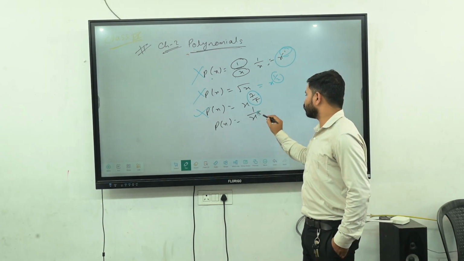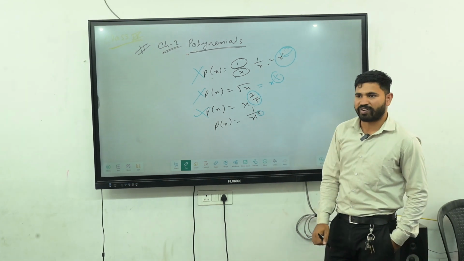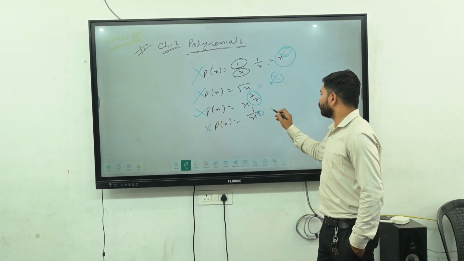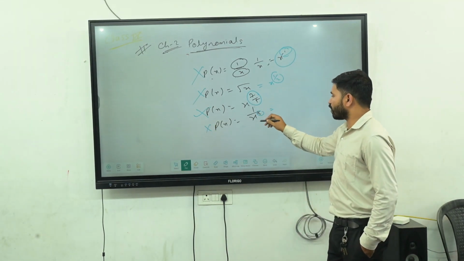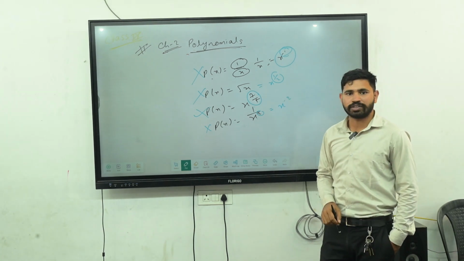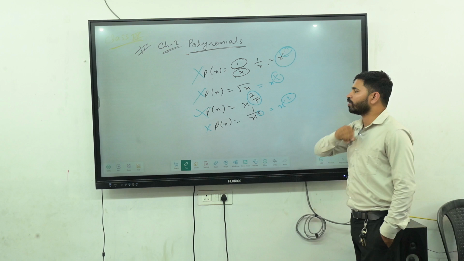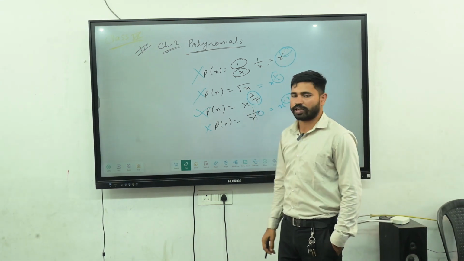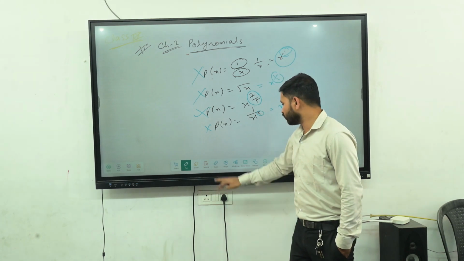Here the power of the variable is 2, but it's not a polynomial, because when we write 1 by x to the power 2, this is written as x to the power minus 2, and minus 2 is not a whole number. That's why p(x) equals 1 by x square is not a polynomial. Clear? Okay.